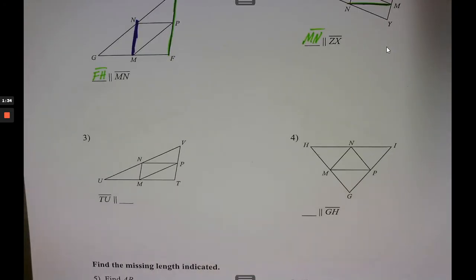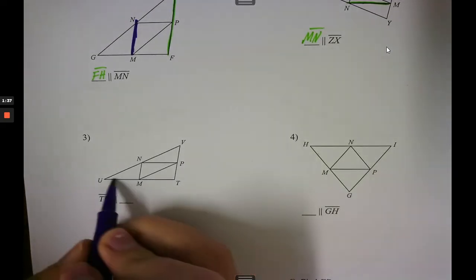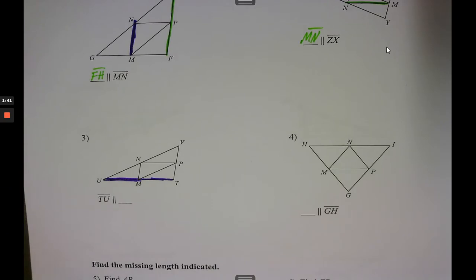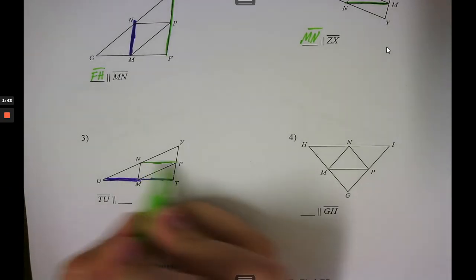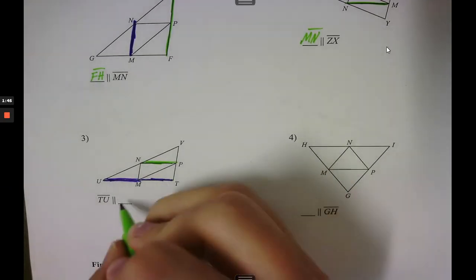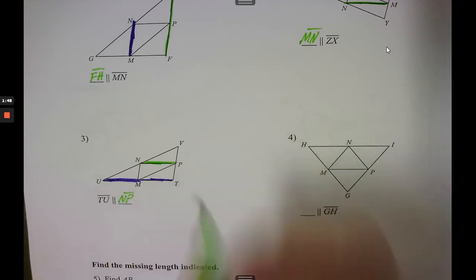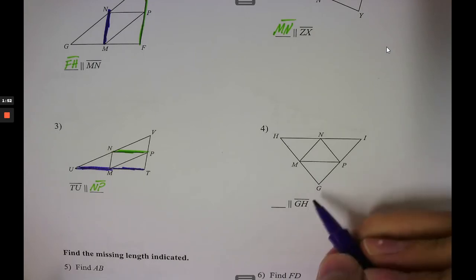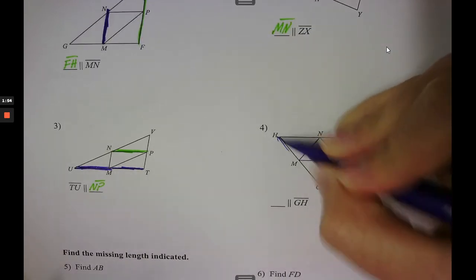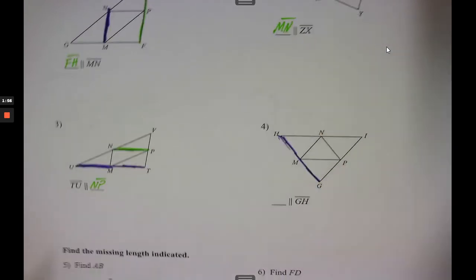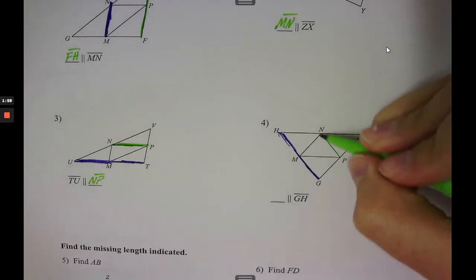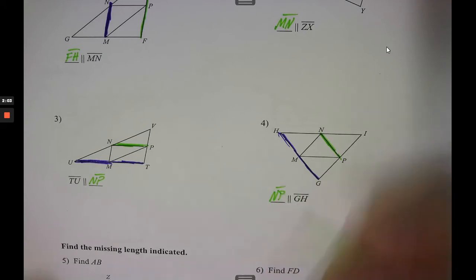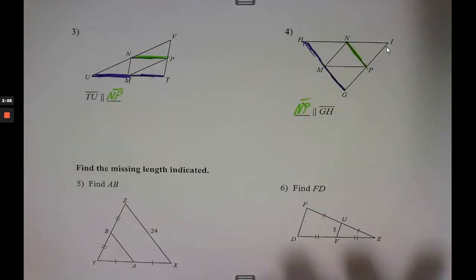For number 3, mark TU. Okay, all you're doing is marking the one that's given and then finding the one that's parallel. The one that's parallel here is NP. And lastly, for this one, we want to mark GH and look at that inner triangle and find the one that's running parallel to that, and that would be NP. Okay? Down to the next section.